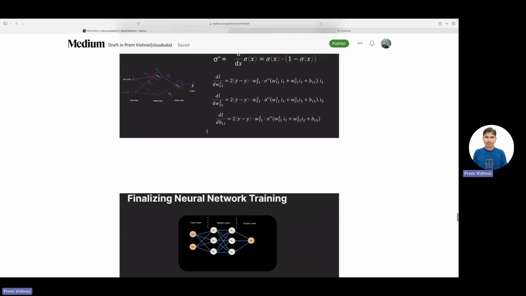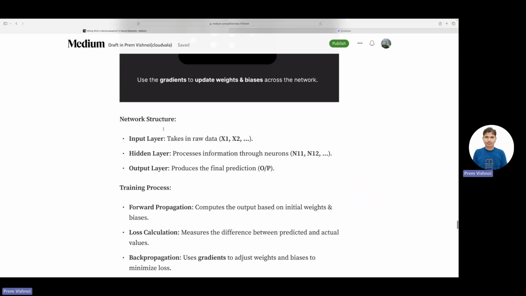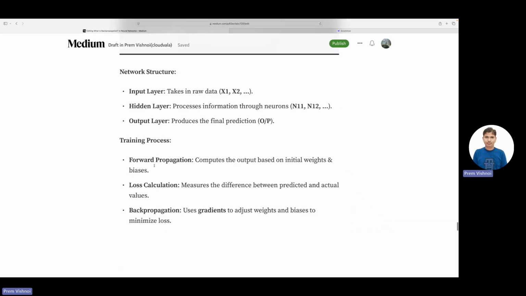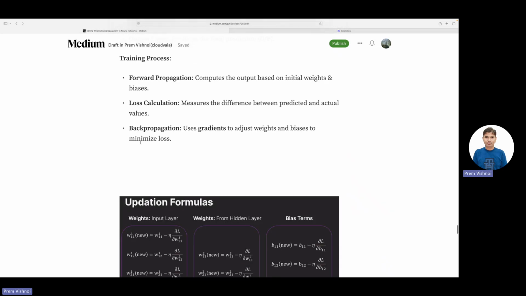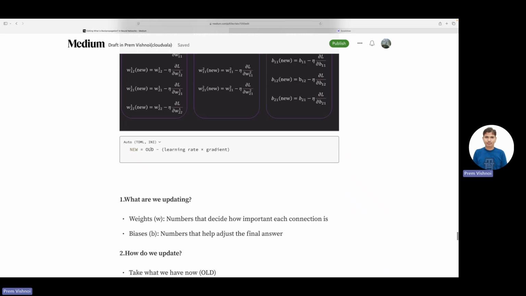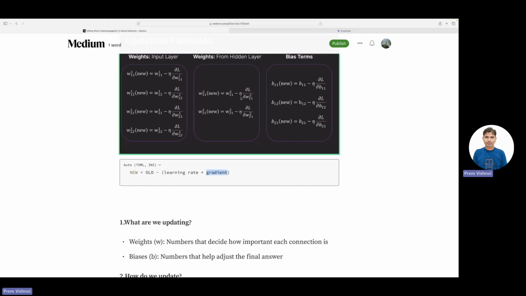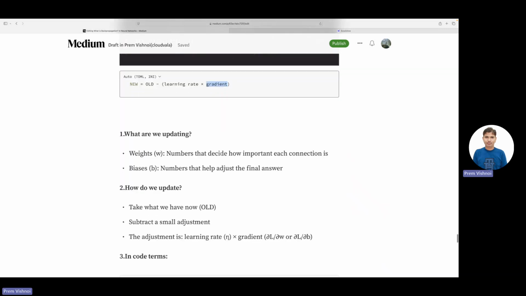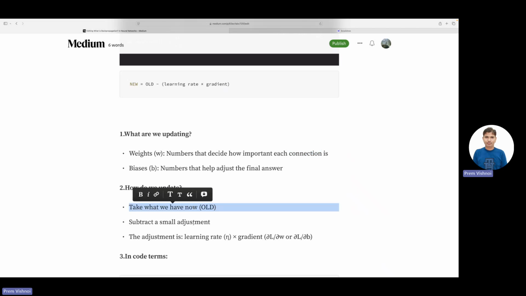There is some mathematical function behind the scenes: input layer, hidden layer, output, training forward, loss calculation, backward calculation. This is the mathematical formula: new weight equals old weight minus learning rate times gradient. These are the learning rates, the learning rate and then the gradient. Weight decides how important each connection is, and bias is an offset. For the final answer, we take what we have now, the old value, and subtract a small adjustment.